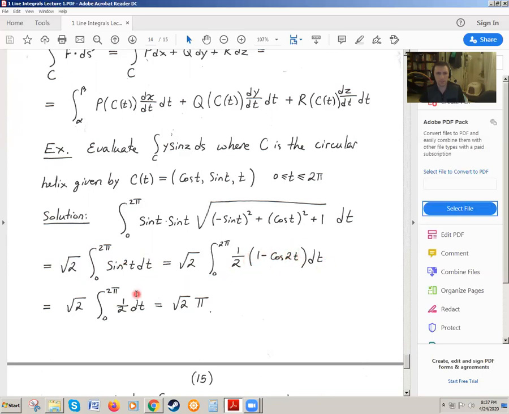Here it is. And afterwards, you might notice that this part does not need to be integrated because it is identically reduced to 0 once you integrate from 0 to 2 pi. And so we have really just the integral of 1/2 dt from 0 to 2 pi, which is 2 pi over 2 times root 2, which is root 2 pi.